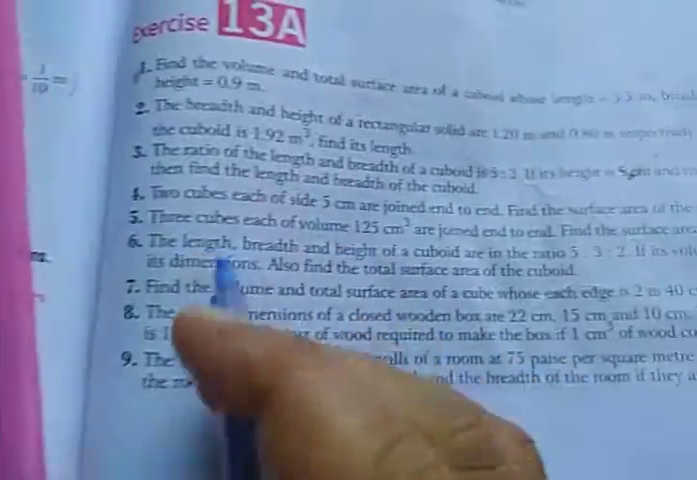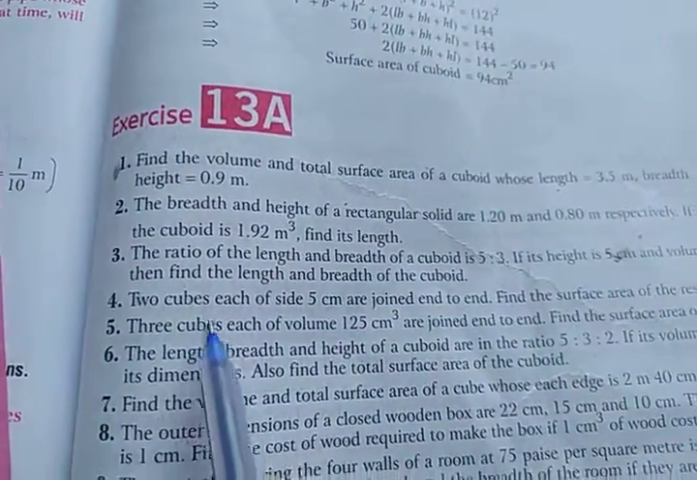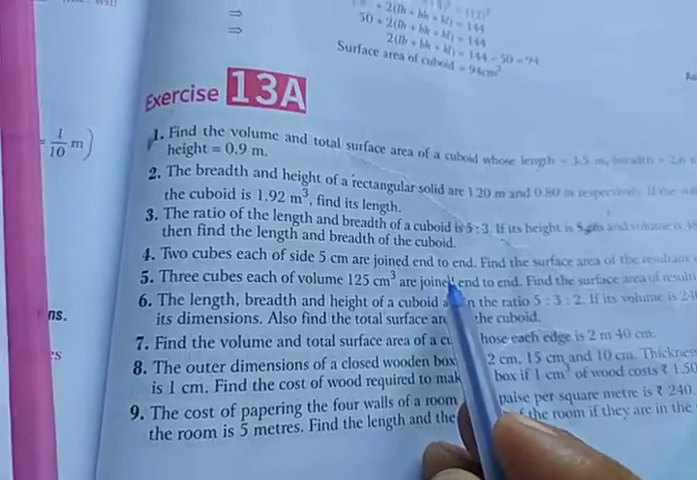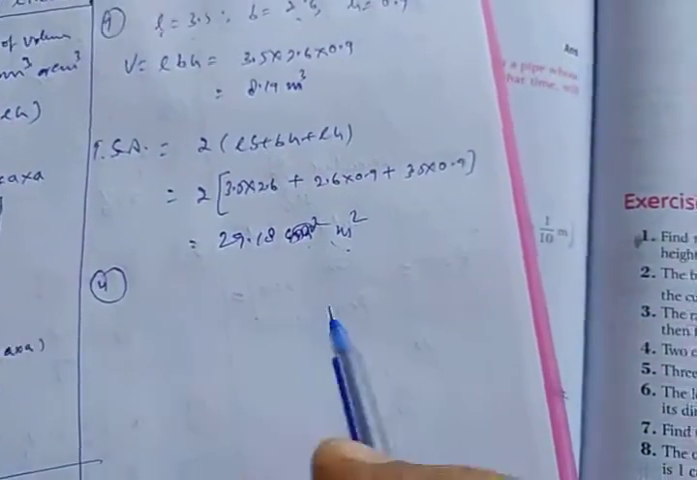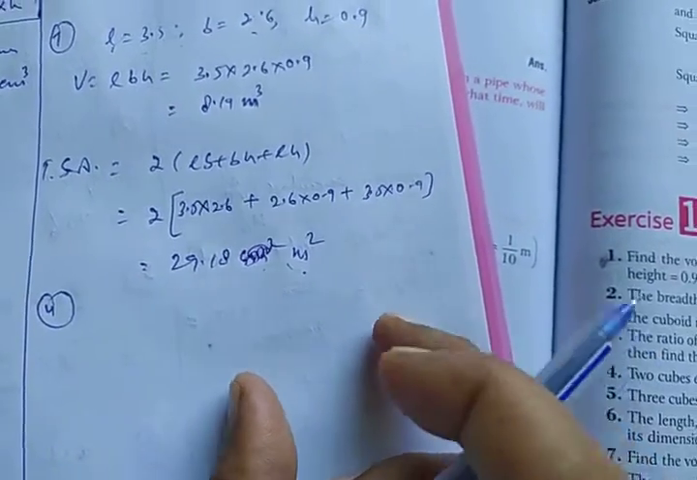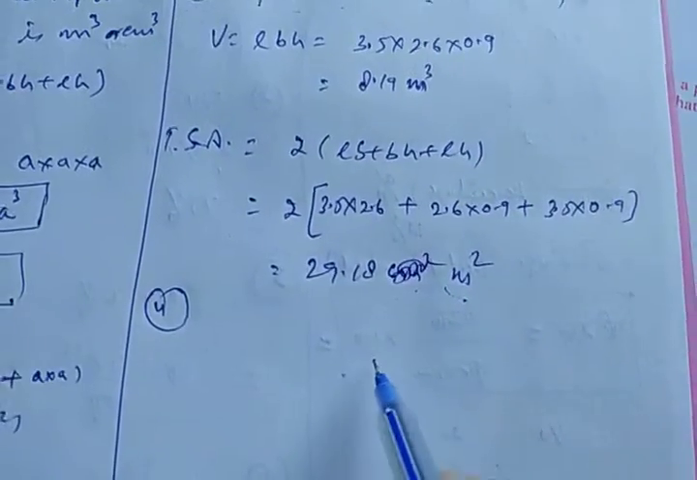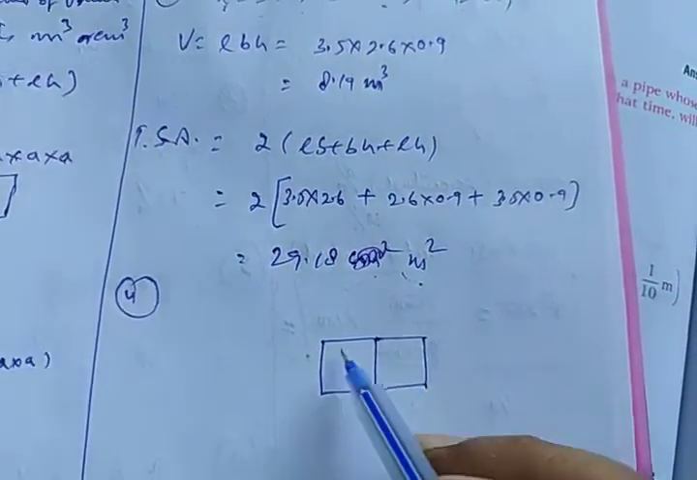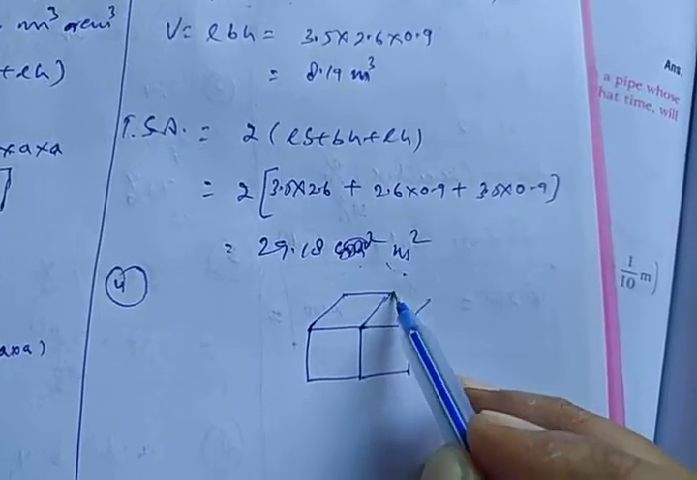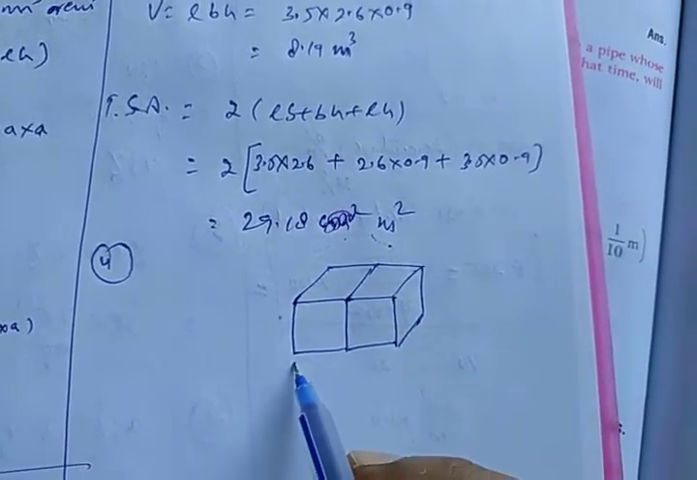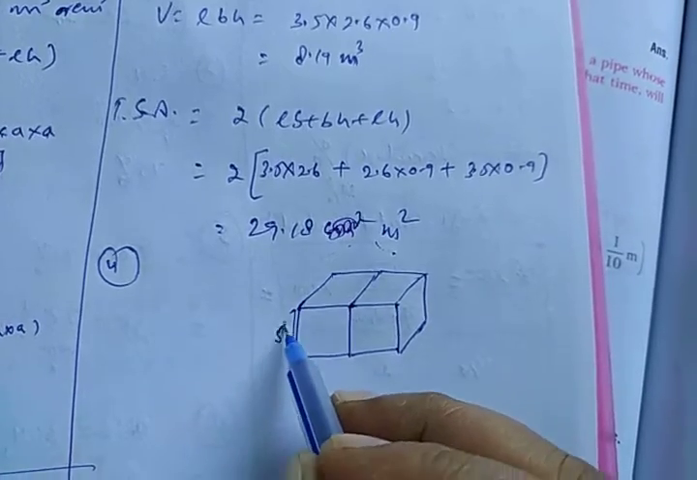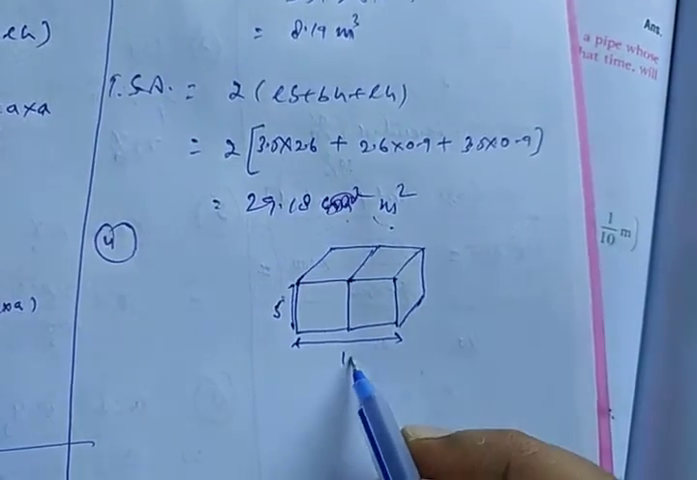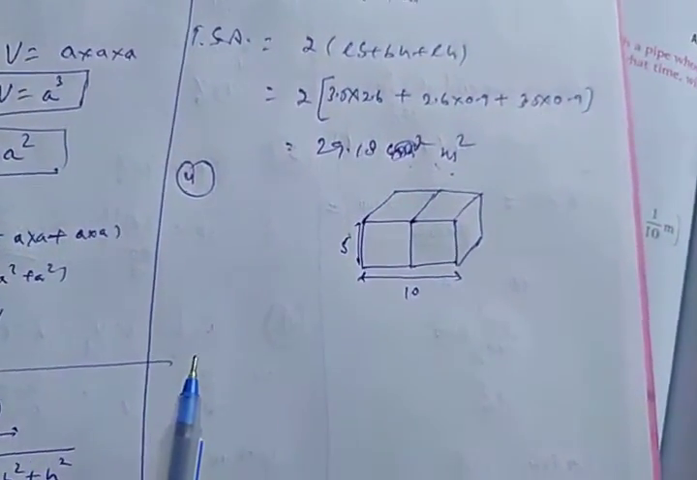The question is saying, I am taking the question here: two cubes, each of side 5, are joined end to end. Joined end to end means, you can take the example of two dice put together closely. I am drawing the diagram. It will become like this: one cube is this much, the other cube is this much. This side of the cube is 5, height is everywhere 5, but the length will become 10, 5 plus 5.